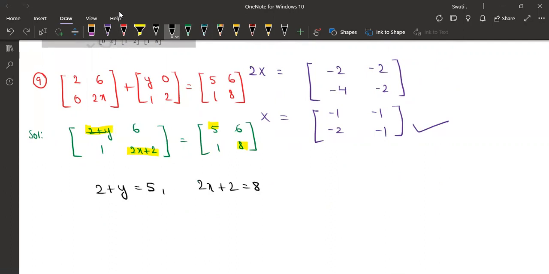How? Because we know that if you want, you can write down that. I'm just telling you that if we have the two matrices equal, then their corresponding entries are also equal. Or you can just write down the corresponding entries of two equal matrices are equal. So from here, clearly y is 3, and from here, clearly 2x is 6, because 8 minus 2 is 6, and x will become 6 divided by 2, that is 3. So we got the value for y and x. We are done with the 9th question as well.